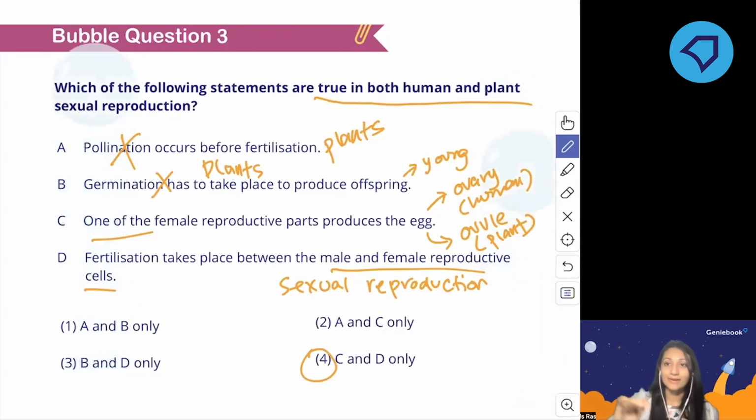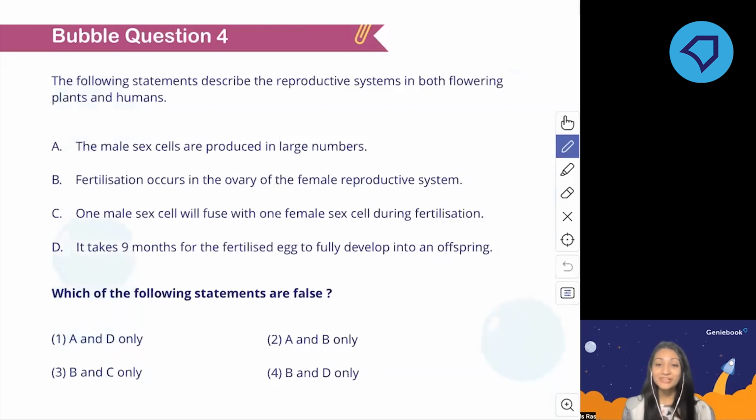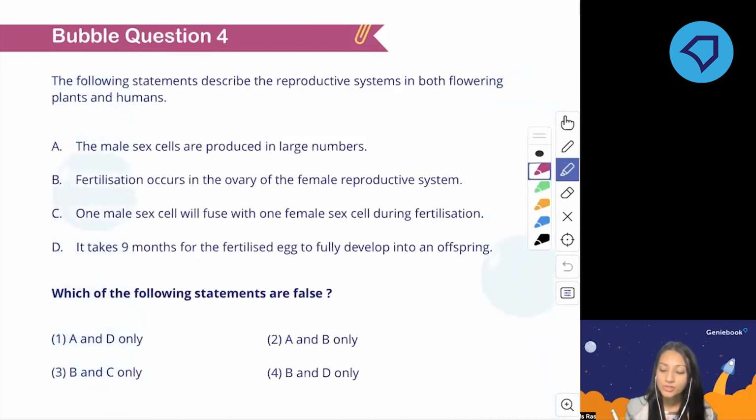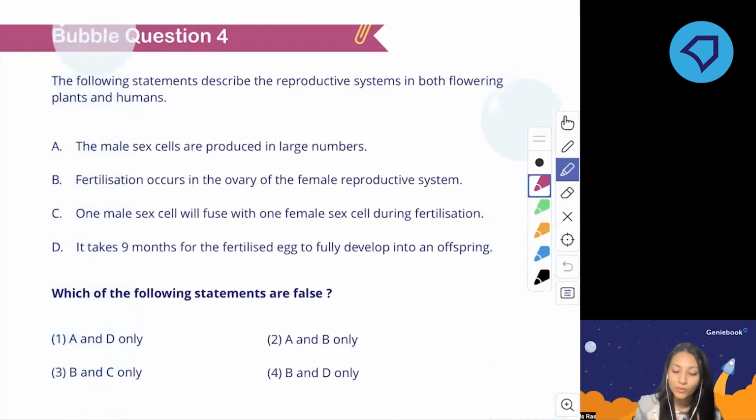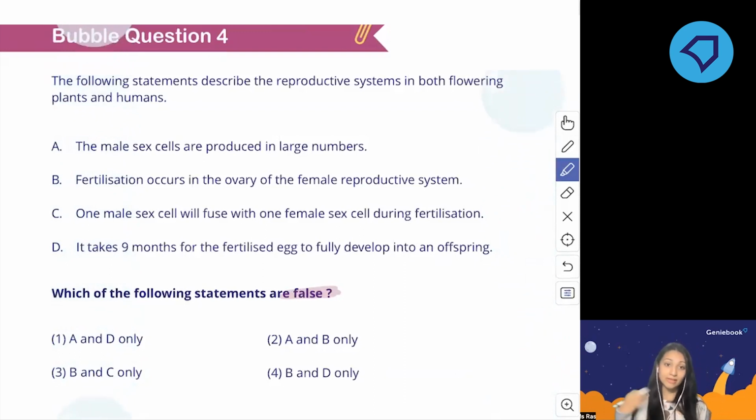All right. Let's move on to the next question. So we will try. Please do not get this wrong, otherwise you will miss out your 15 points. The following statements describe the reproductive systems in both flowering plants and humans. And the question is asking you to identify the ones that are false, the incorrect statements. So let's read this carefully together.